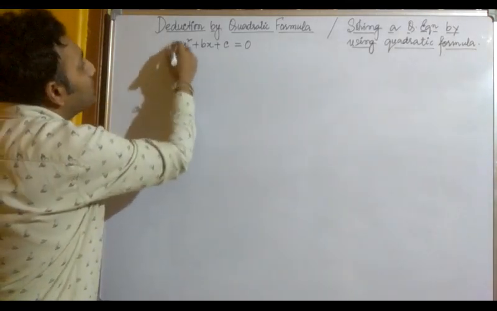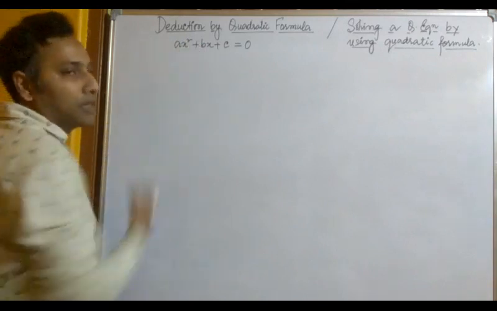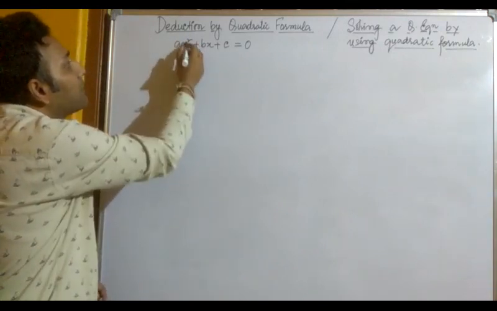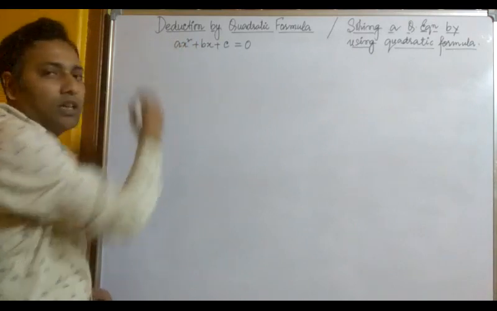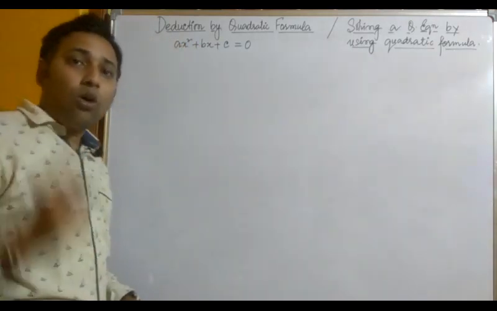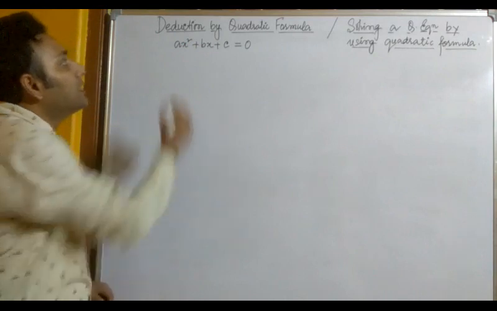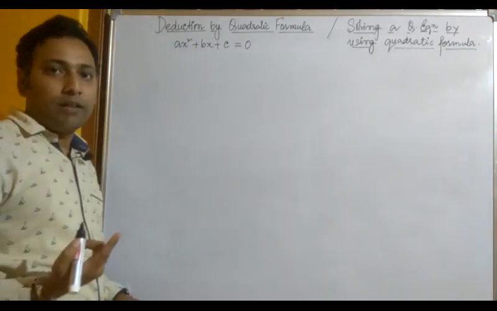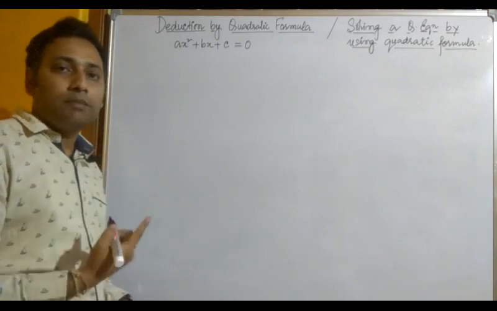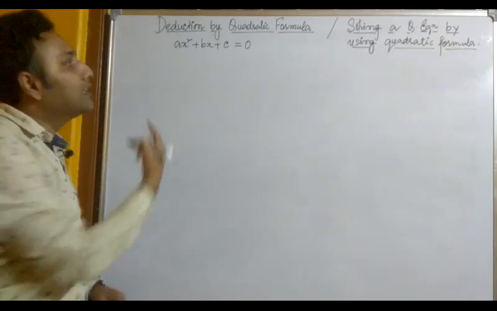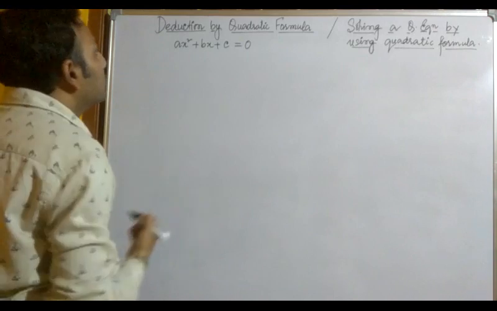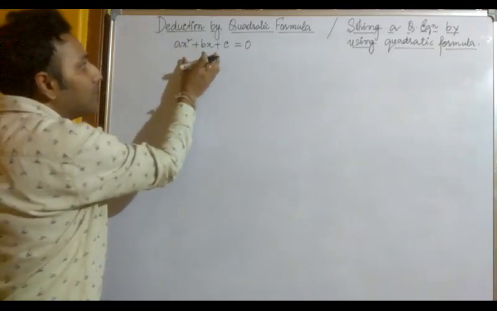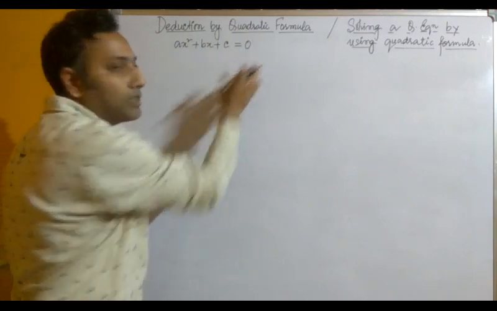So first we have to make it a squared number. In my last class I have taught you how to make it a squared number by multiplying the coefficient of x square, and I have also mentioned that by dividing the coefficient of x square also we can make it a square number. In the last class I multiplied, in this class I will divide and show you. So the coefficient of x square is a, so we have to divide the left side and the right side of the equation by a.